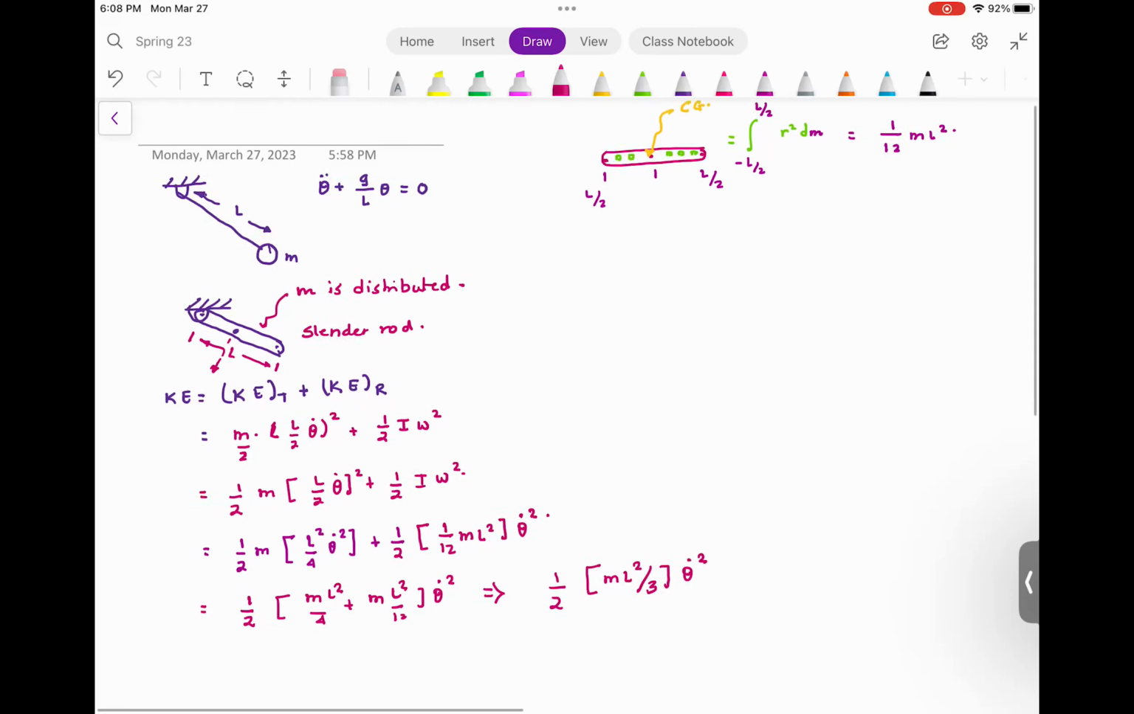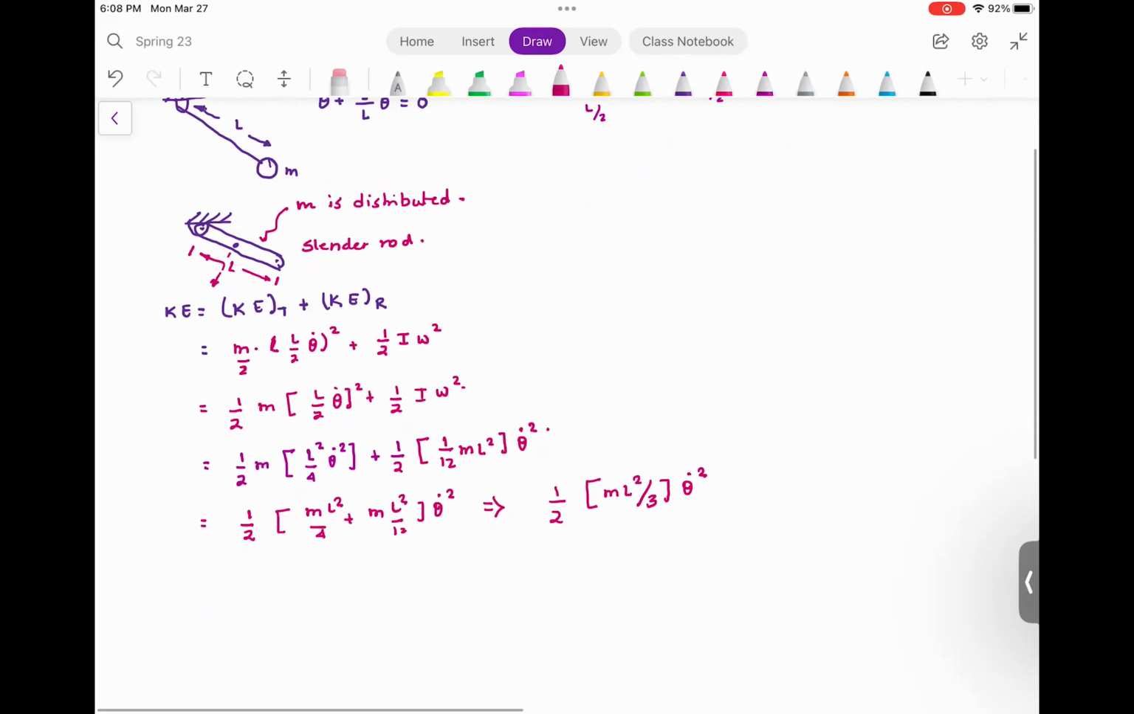Now, one thing I want you to understand, the potential energy equation, PE, is again, if this is your datum, this is going to be L by 2, this is going to be L by 2 cosine theta. So this is going to be m g times minus L by 2 cosine theta, that is mgh. And you have to find out the Lagrangian.